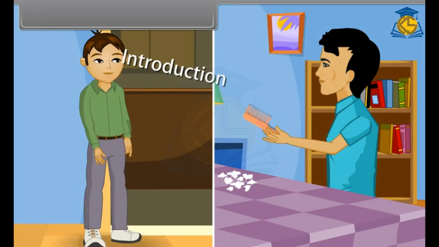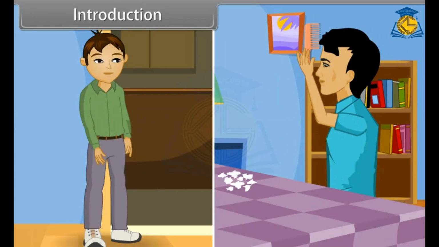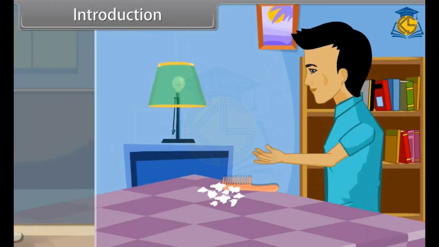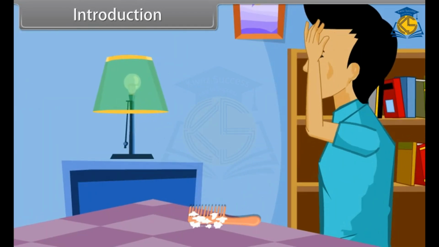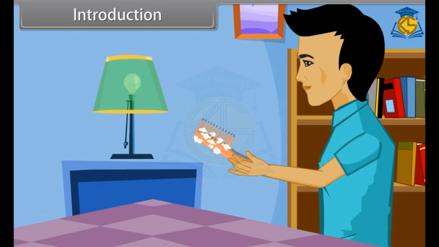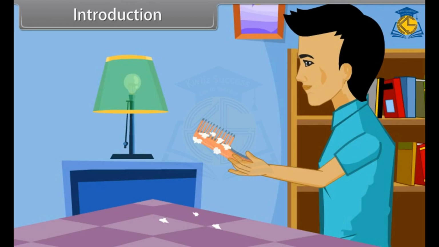Introduction. Amit and Sanjay are planning to purchase some articles from the market. For this, Sanjay is ready and waiting for Amit. Amit is combing his hair. After combing, when he puts the comb on the table and again picks the comb, then he gets surprised. He observes that some pieces of a paper are stuck to the comb. He shakes the comb well, but only few falls down, while others are still stuck to it.